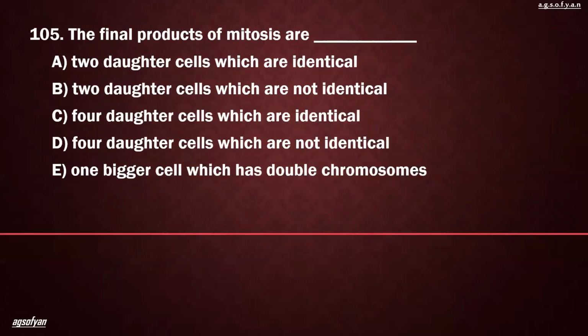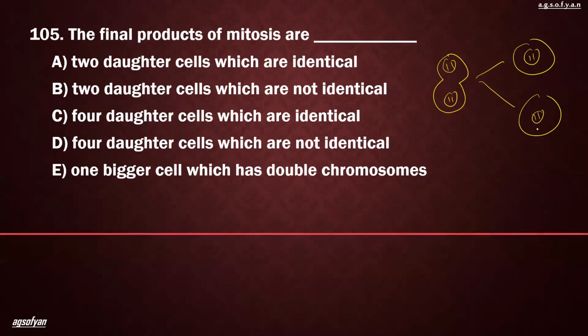The final product of mitosis is important. You have to know what the final product of mitosis is. After telophase, of course, this becomes 2 cells. The cells carry the same number of chromosomes as their parent. They are identical. So what is the answer? It would be A. Yes, 2 daughter cells that are identical. That's correct.